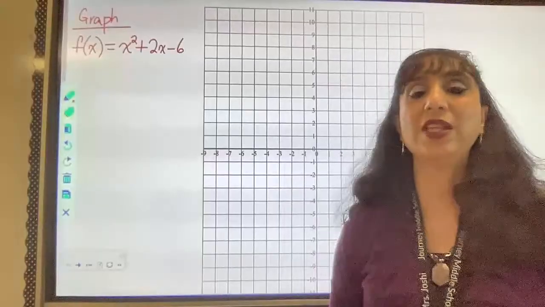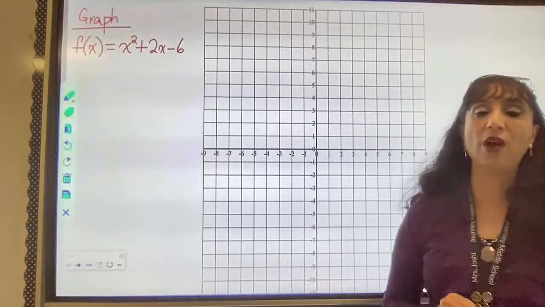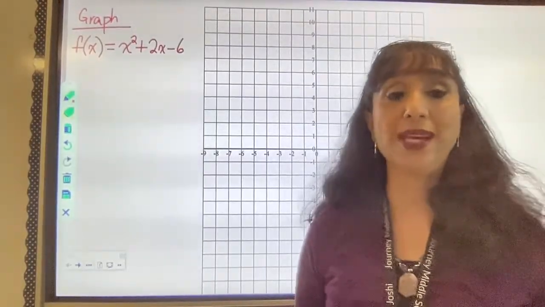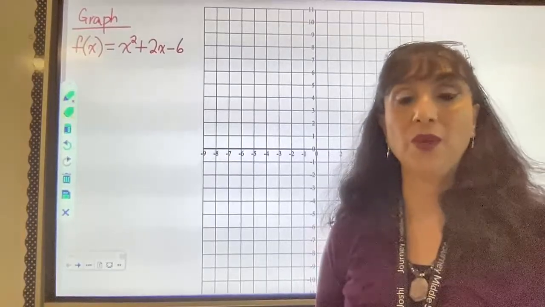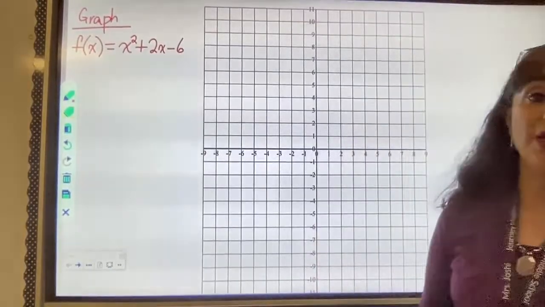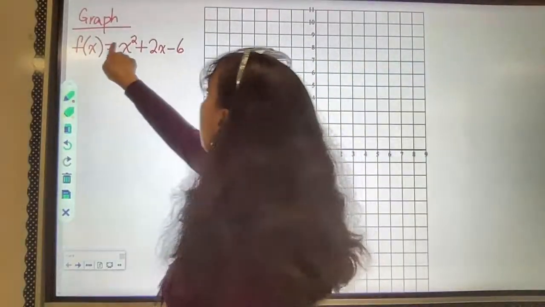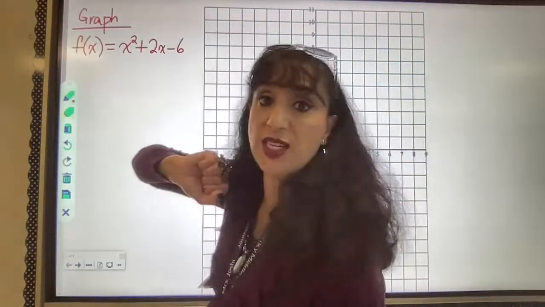All right, so let's look at this problem, and it's asking us to graph f of x equals x squared plus 2x minus 6. Once again, please remember that if I have nothing over here, my coefficient is 1.